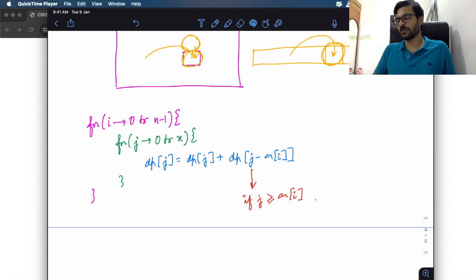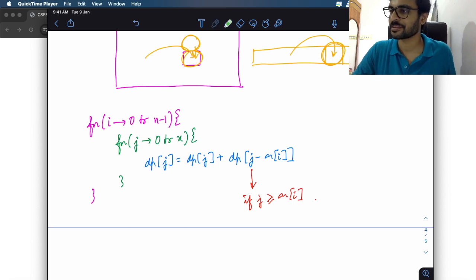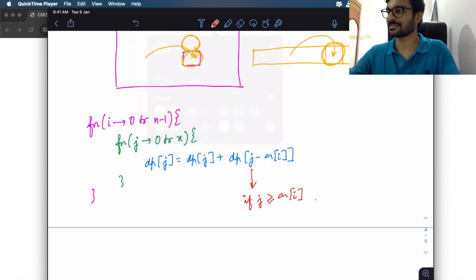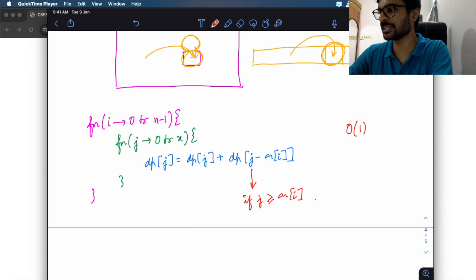And j greater than equal to arr i, we need to check that. That's it. So basically, we don't need that extra state. We don't need so many rows. Our space complexity, we basically need a 1D array. Now our space complexity drops to big O1. This is big O1 space complexity. Time complexity remains the same, which is n into x.